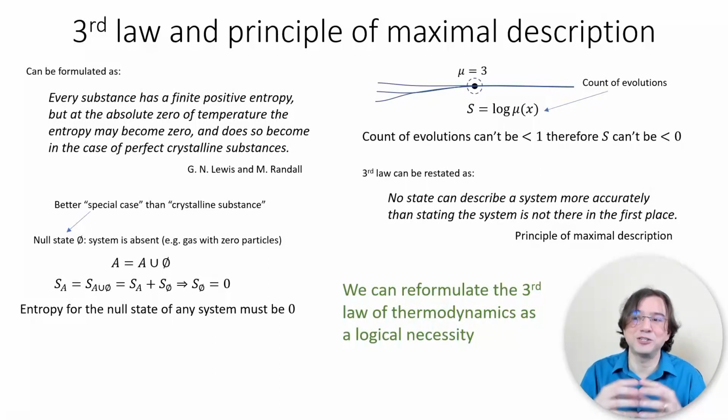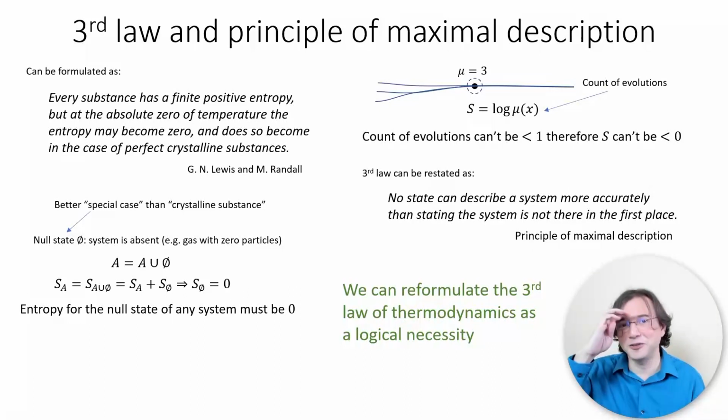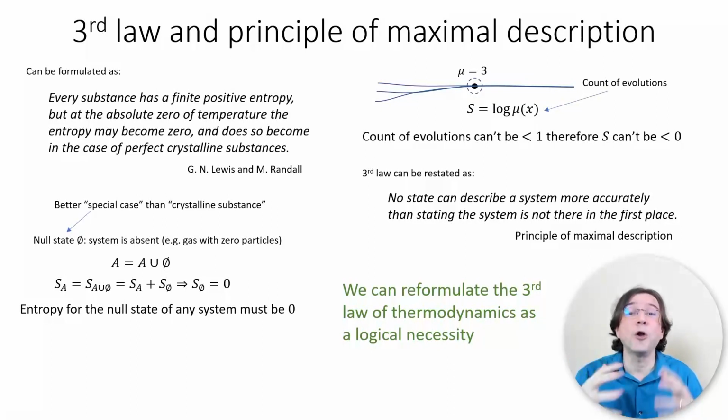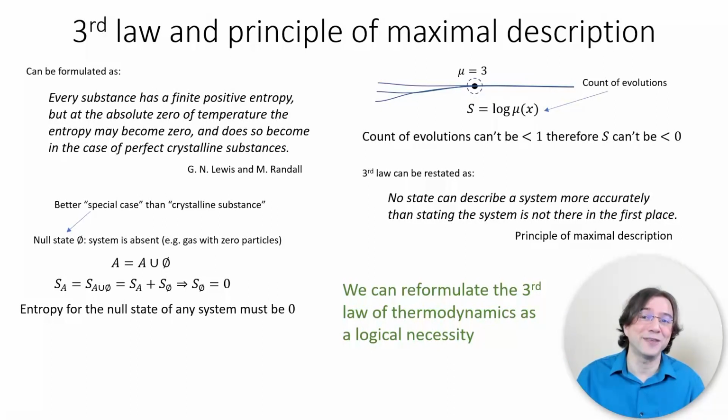And moreover, if you imagine a null system, the null system has only one way to evolve. It just does nothing, and nothing is nothing. And so that's another reason why the entropy has to be zero, or cannot be less than 0.